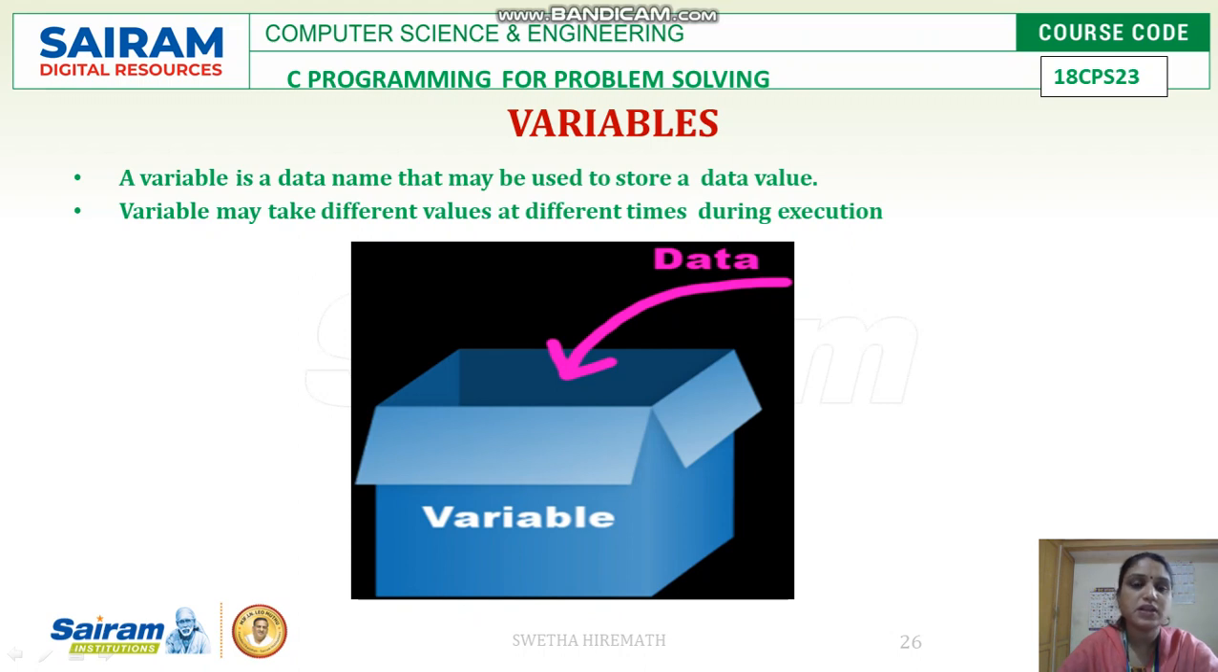A variable is a data name that may be used to store a data value. A variable may take different values at different times during the execution. As the name itself tells, variable means it keeps on changing, while constant means it will remain the same. So a variable will change its value during the execution of the program. Once we know some value, the next time it will be changed to some other value. That is what happens with variables; its value keeps on changing. We can see in the diagram that whatever data we have, we enter it into the variable.